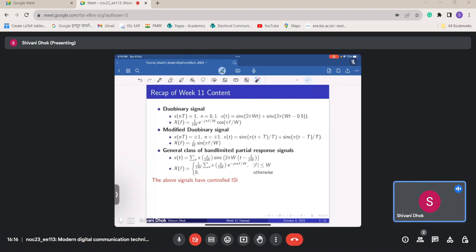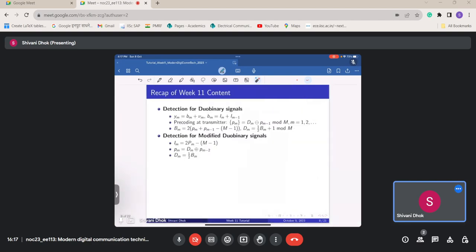For duobinary we'll have x(nT) as 1 for n equal to 0 and 1, and for modified duobinary x(nT) will be equal to plus 1 and minus 1 for n equal to minus 1 and plus 1. This we had seen, and the general class of band limited partial response signals was given by this particular formula, where we can control these things in order to get the desired form of the transmission signal that we want.